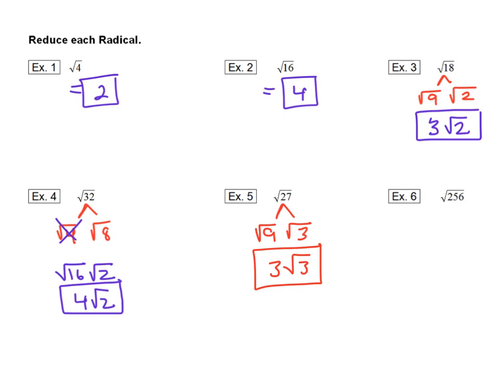Alright, so square root of 256. Again, first just try and see if that is a perfect square by itself. And if you take the square root of 256, you would right away get an answer of 16. So 256 is also a perfect square number. We just didn't have it on our list because we only went up to 15. So that's how you reduce radicals. Hopefully that seems a little bit familiar from algebra last year.